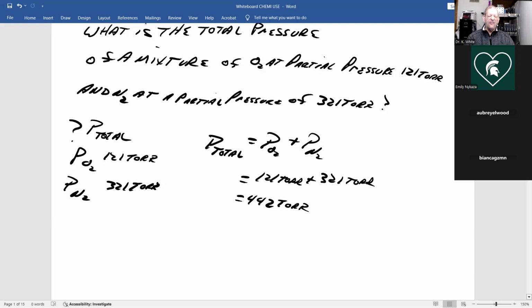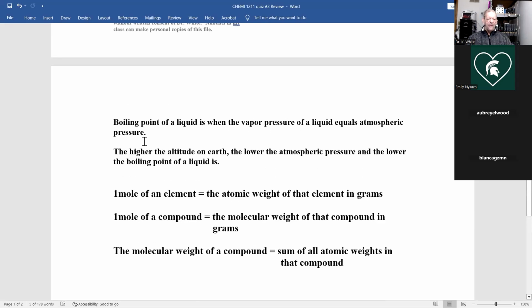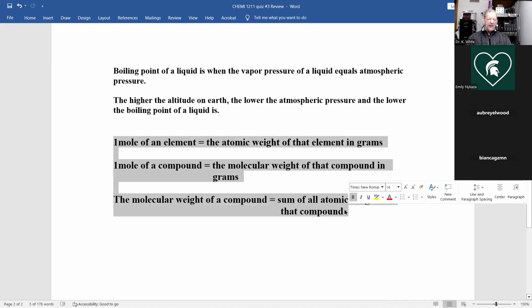So this is Dalton's law of partial pressure. The total pressure is the sum of the partial pressures. And the last thing I talked about, now I already gave you important information: a mole of a compound, its molecular weight, and the molecular weight is the sum of all atomic weights in a compound, which we use in PV equals nRT.